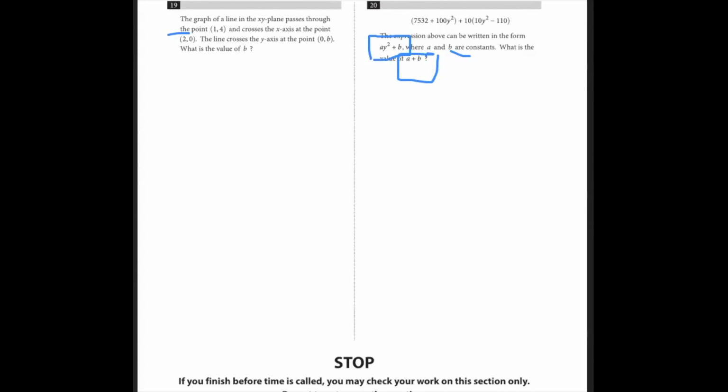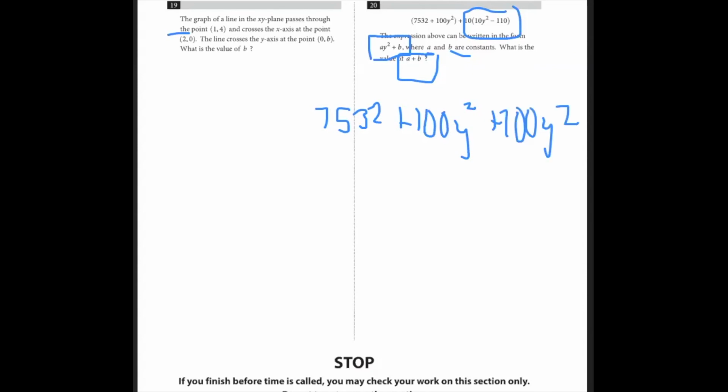So we have 7, 5, 3, 2 plus 100y squared. And the thing that's really getting in our way is this over here. So let's simplify that. I'm going to distribute the 10 to both. 10 times 10y squared is 100y squared. And 10 times negative 110, it's really just about adding a 0. That's what 10 does. So it should be this. But if you're ever unsure, you can always just do it on this side if you want to double check. So when you do that, you should end up getting 1100. And remember that it's a subtraction, so it's negative 1100.